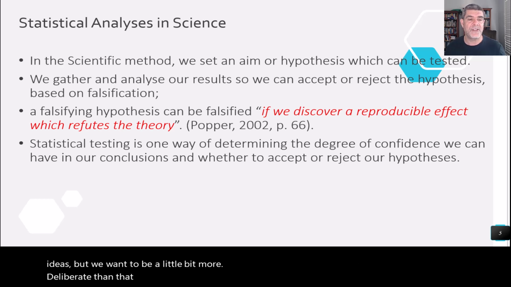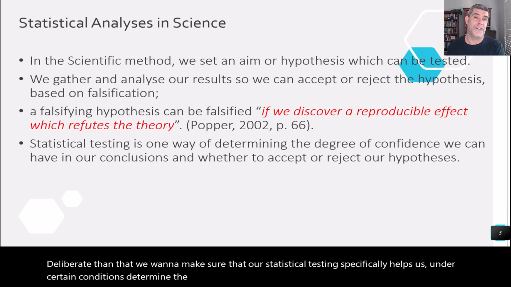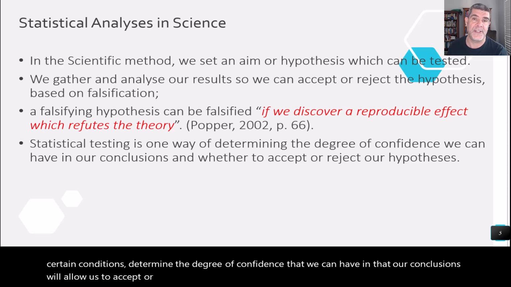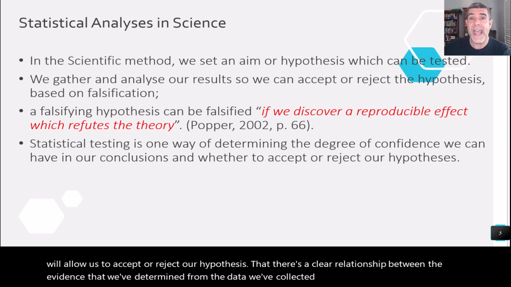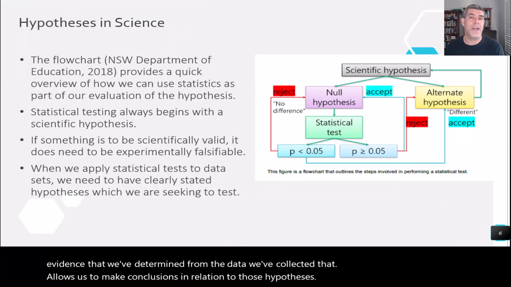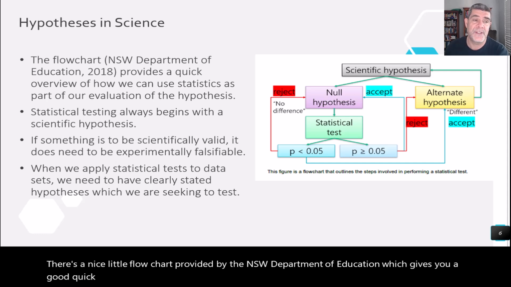We want to make sure that our statistical testing specifically helps us, under certain conditions, determine the degree of confidence that we can have that our conclusions will allow us to accept or reject our hypotheses, that there's a clear relationship between the evidence that we've determined from the data we've collected and the conclusions we make in relation to those hypotheses. There's a nice little flow chart provided by the New South Wales Department of Education, which gives you a good quick overview of how we use statistics as part of our evaluation of the hypothesis.